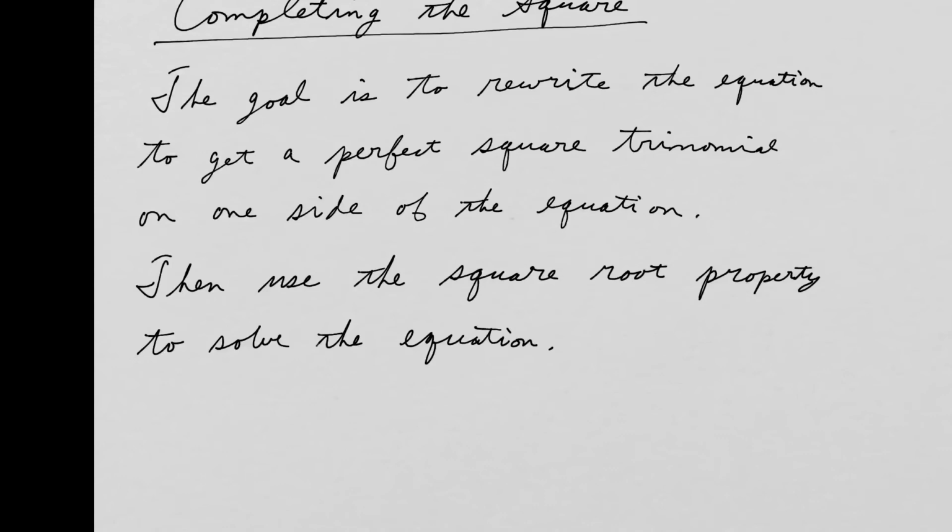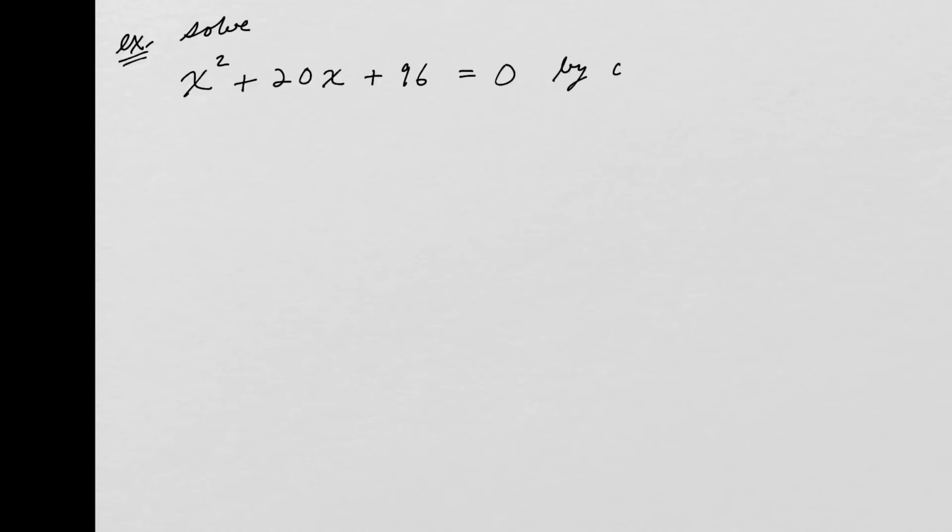Okay, so how does this work? Well, it'll be easiest to explain by example. So let's say I have this equation I want to solve. So I want to solve x squared plus 20x plus 96 is equal to 0. And I want to solve it by completing the square.